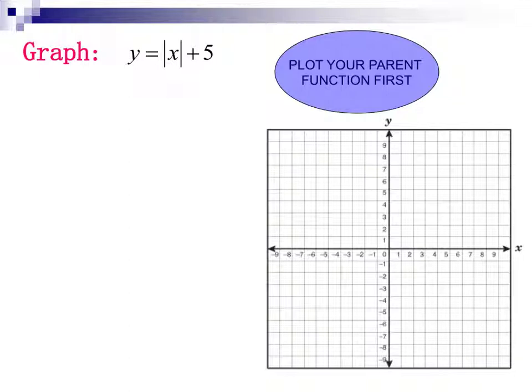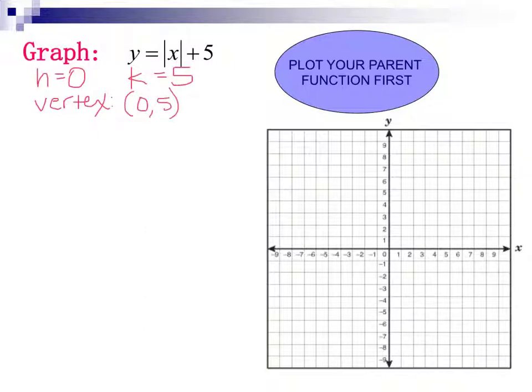Okay, we're going to look at graphing this function, y equals the absolute value of x plus 5. Now, let's start with our h and our k. Since there is nothing here with our x, our h is 0. Since we have a 5 after the absolute value symbol, we know that our k is 5. This tells me that my vertex is going to be the ordered pair 0, 5.